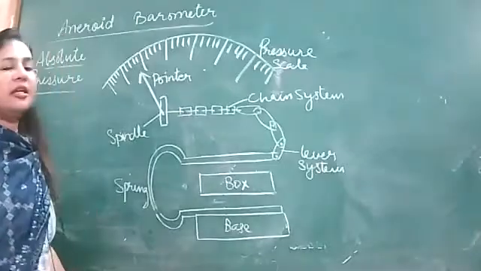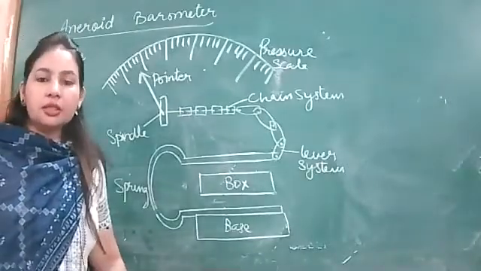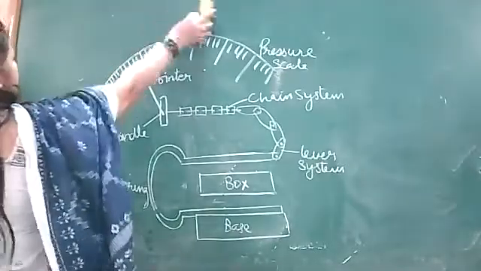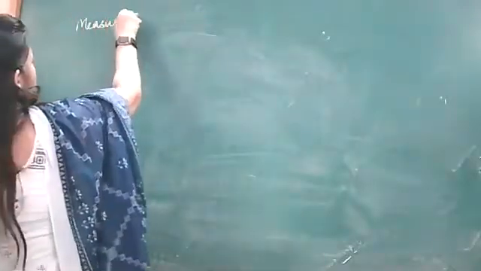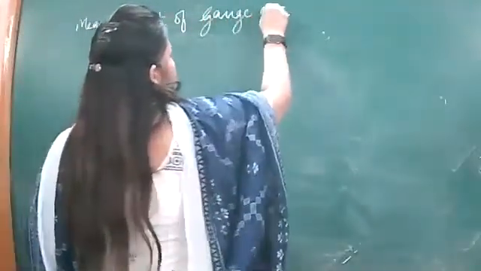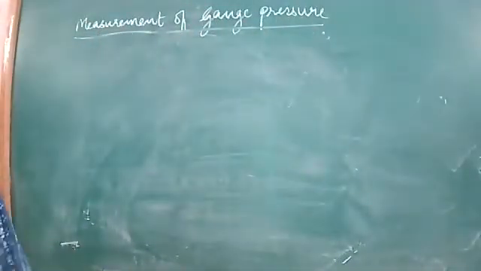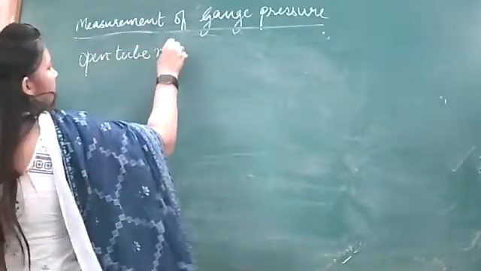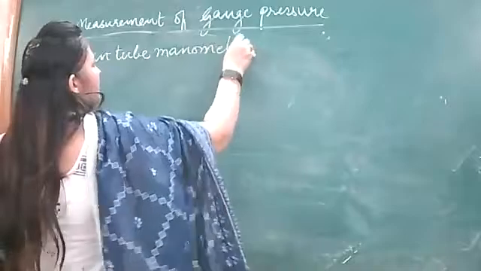Okay? Now to find the gauge pressure, we are going to discuss a third device that is called open tube manometer. Okay? So the third device that is giving us the reading of gauge pressure. Measurement of gauge pressure. What is gauge pressure? Difference between absolute and atmospheric pressure. So we are having this device, open tube manometer.